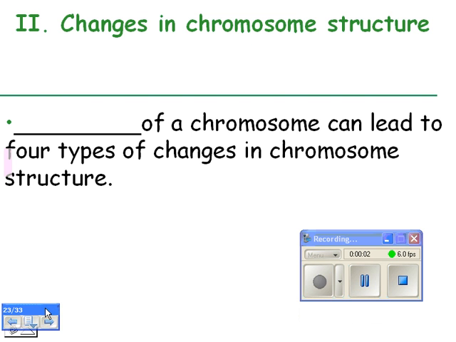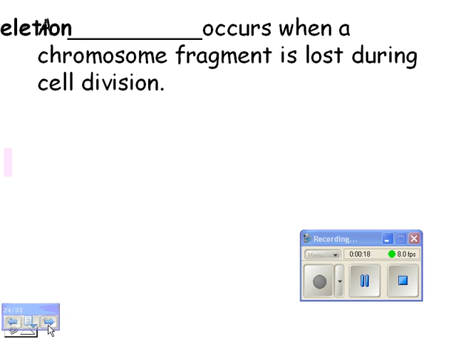Talking about problems in meiosis, and sometimes you have changes in chromosome structure, and it's not an entire chromosome that's gained or lost. So there can be a breakage of a chromosome, and that can lead to 4 types of changes in chromosome structure. So a deletion occurs when a chromosome fragment is lost during cell division.